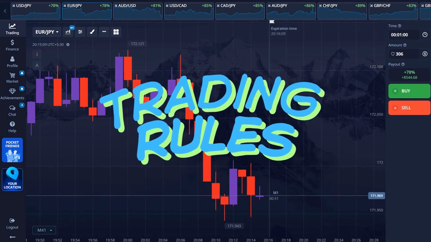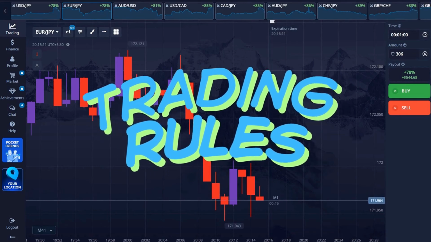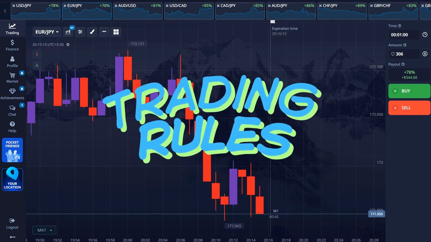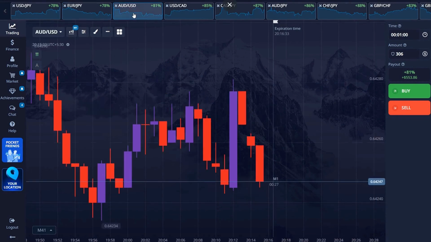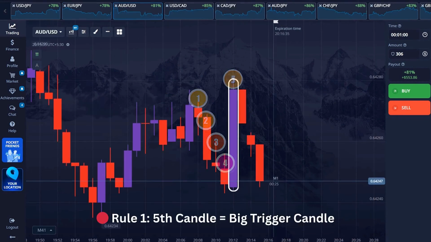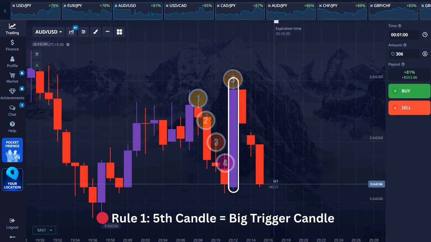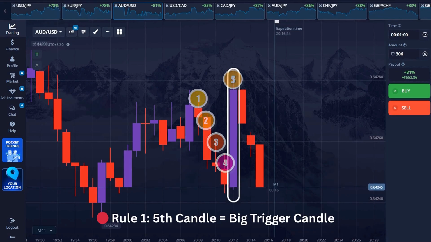Let's start. Now let's go step by step through the trading rules. This setup is very simple, but you must follow the rules carefully for high accuracy. Rule 1. Spot the trigger candle. Look at the last 5 candles. The 5th candle must be big and strong, much larger than the previous 4. This is our trigger candle.